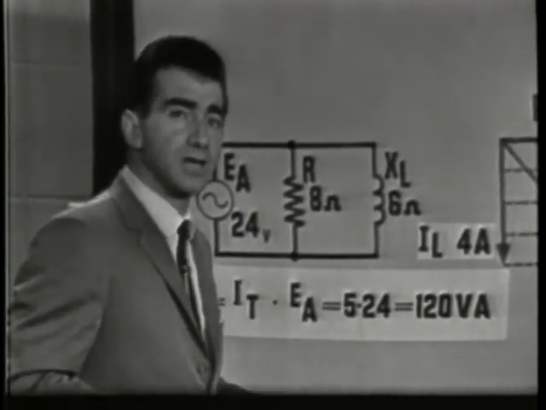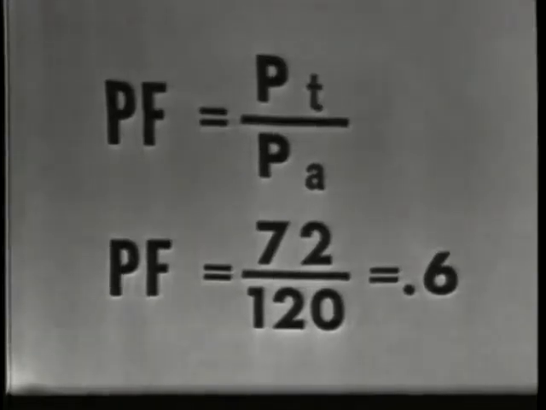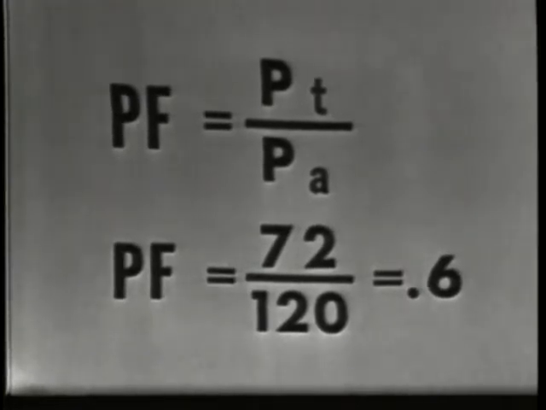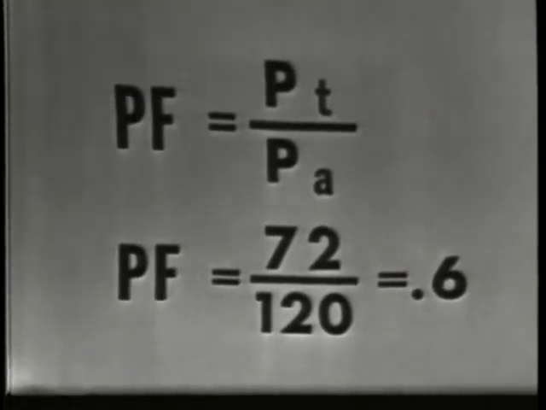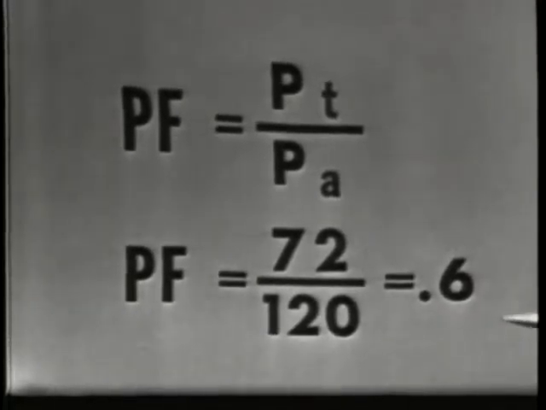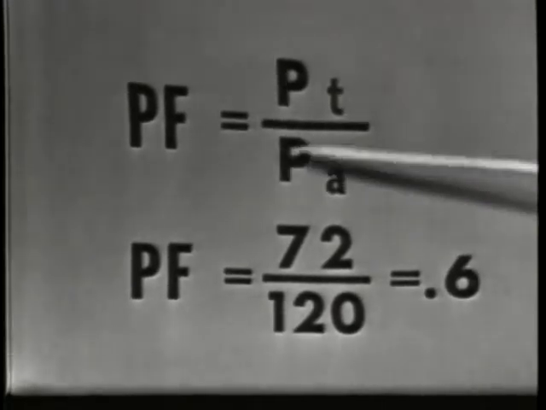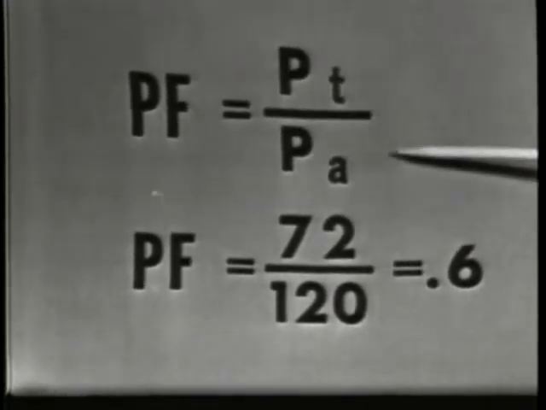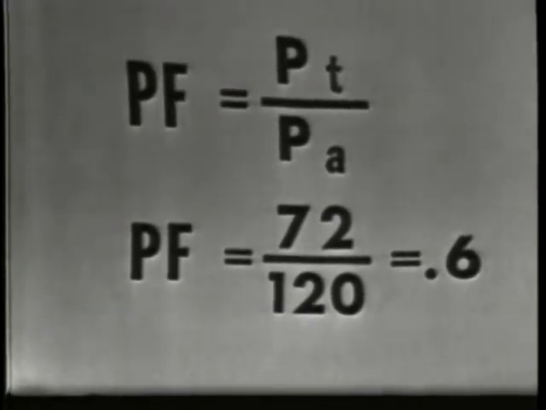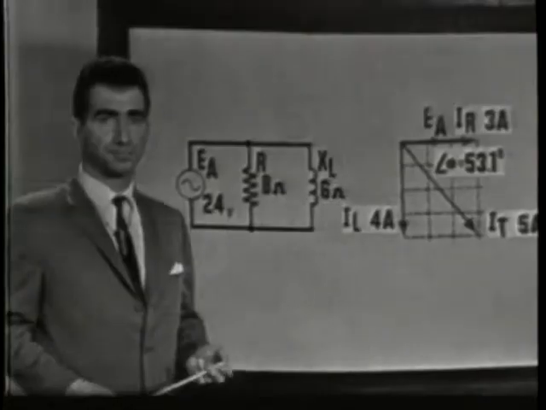Well, now we can calculate the power factor by applying the formula. Power factor is equal to true power over apparent power, or 72 over 120, so the power factor in our circuit is equal to 0.6, the cosine of angle theta. And you should notice that by simply transposing this formula, it would be a simple matter to find either the power factor, the true power, or the apparent power if any two of the three values were known.